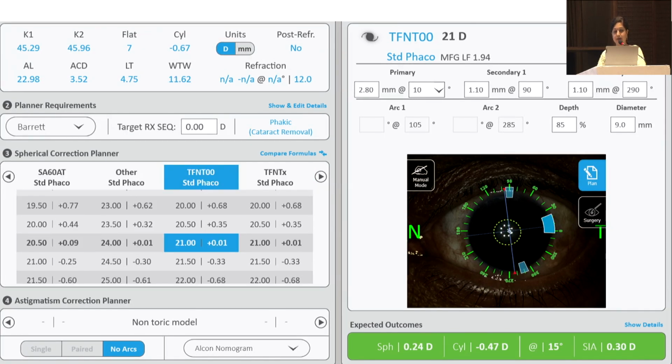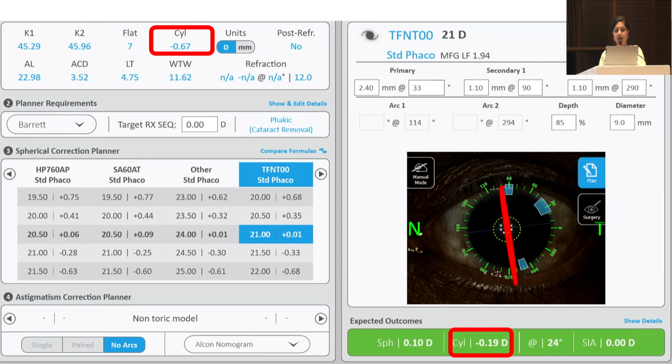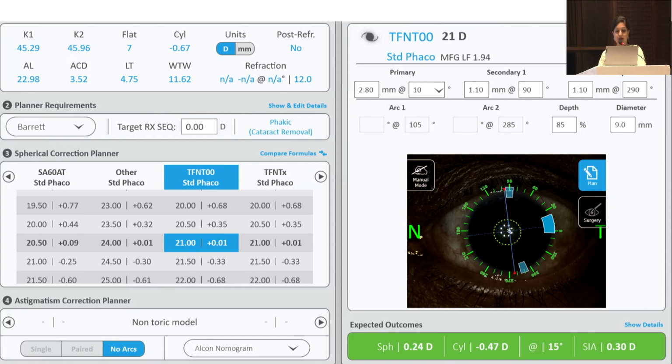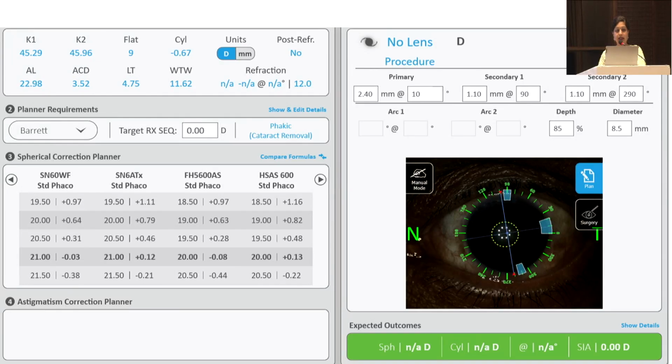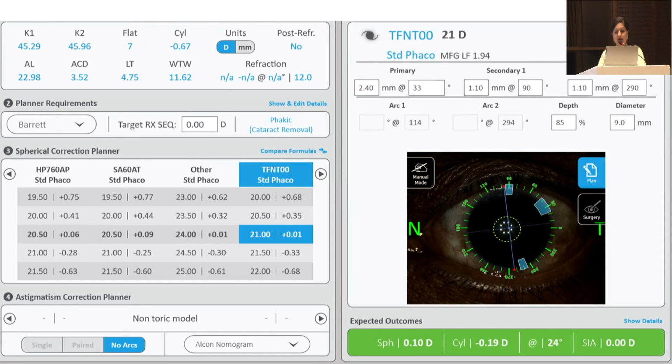So this is a 0.67. Is this the same thing? Yeah. Look at the cylinder that we are leaving behind is 0.19. I'll just go back to this. Yeah. This is the 0.67 minus 0.67 cylinder. Flat axis is 9. So it's a with the rule astigmatism.